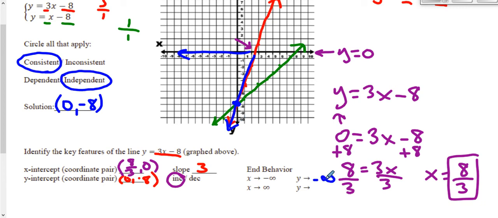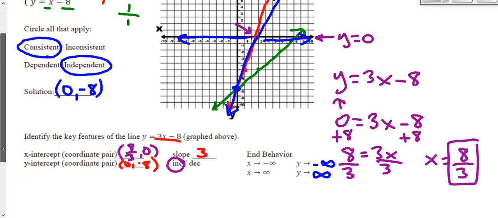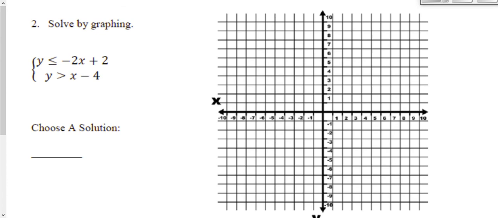As for my end behavior to the right, as my x values get larger and I follow this graph, my y values are increasing to infinity. So my y values are approaching infinity as x approaches infinity. That's it for our first function, our first graph. Let's go ahead and take a look at question 2.